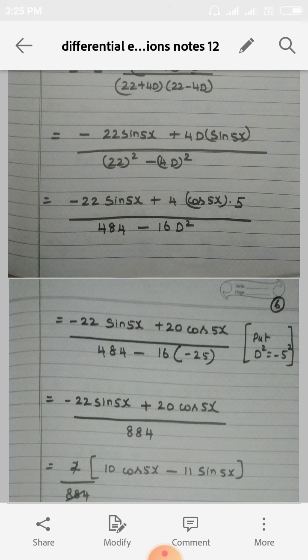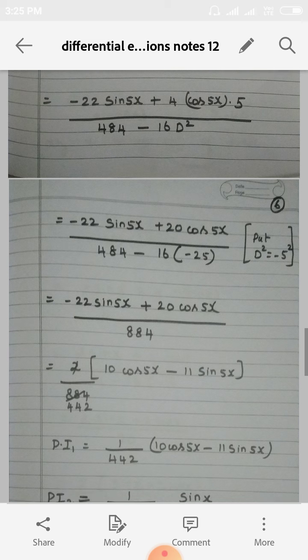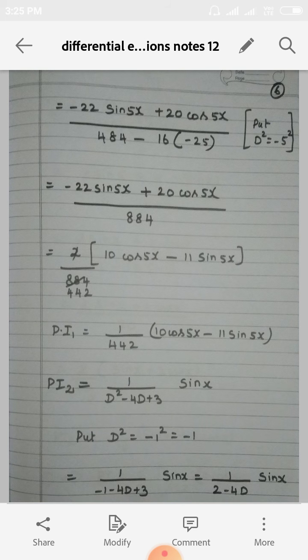by, again substitute D square is equal to minus 5 square in the denominator. So we get the denominator term becomes 884. From the numerator, take 2 outside. So 2 times of, just interchange the terms, we get 10 cos 5x minus 11 sin 5x divided by 884. We get 1 by 442 into 10 cos 5x minus 11 sin 5x. This is our first particular integral.